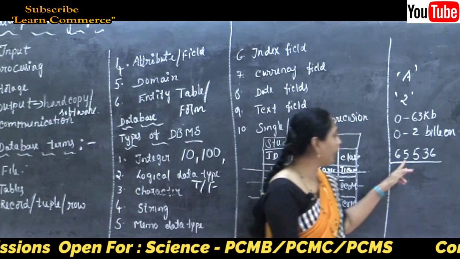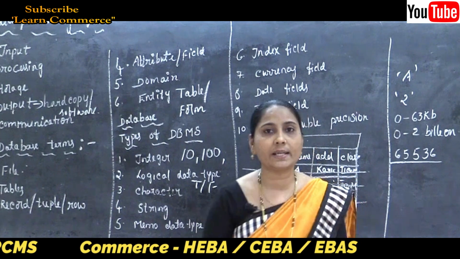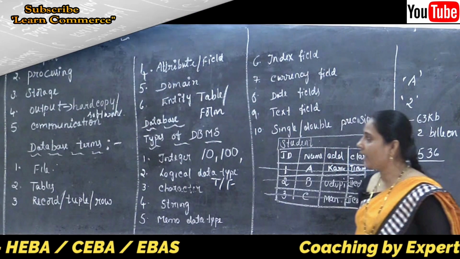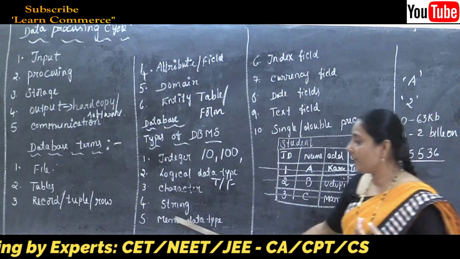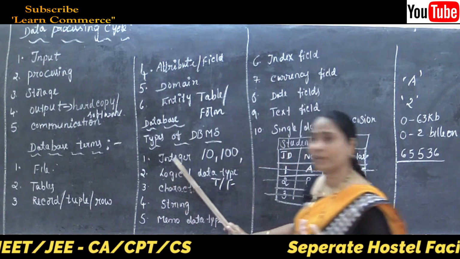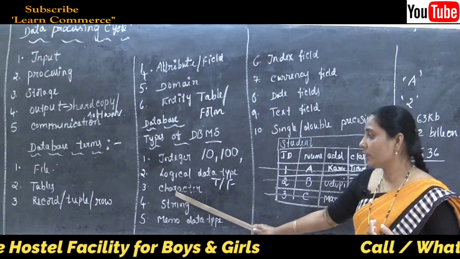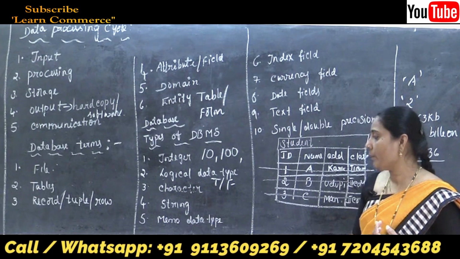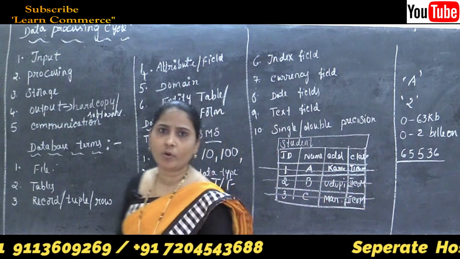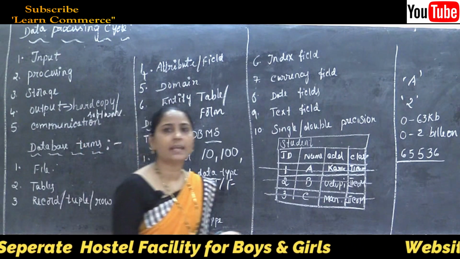The memo data type can store up to 65,536 characters. We know that in our data types we have already learned up to five. The first one is the integer, the second one is the logical data type, the third one is the character data type, the fourth one is the string, and the memo data type, in which we are going to store up to 65,536 characters.